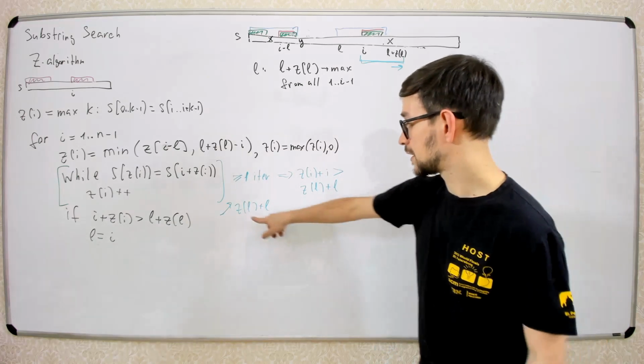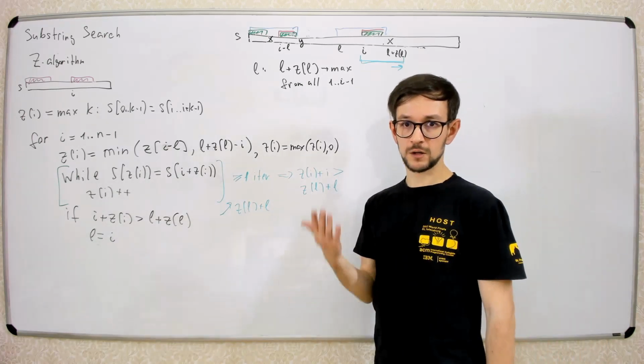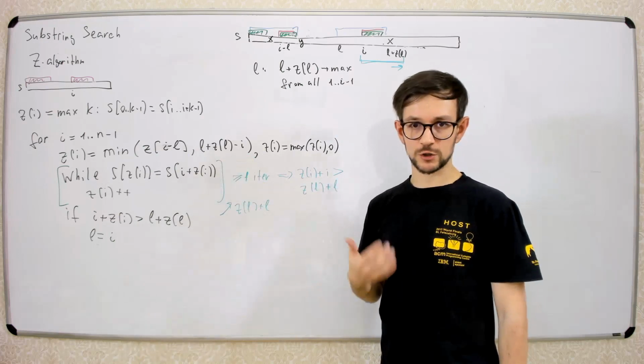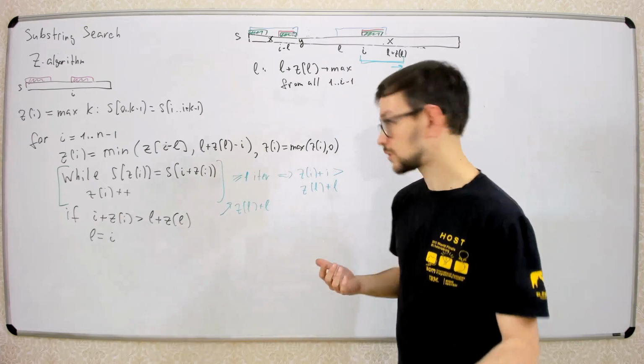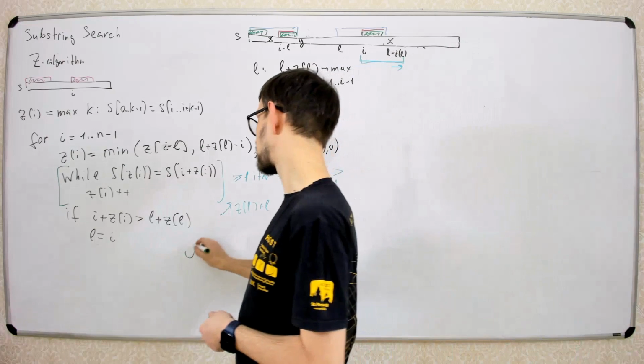That's all. The value zl plus L should be no more than 2n. So you can't make more than 2n iterations of this loop. That's all. So total time complexity is linear.